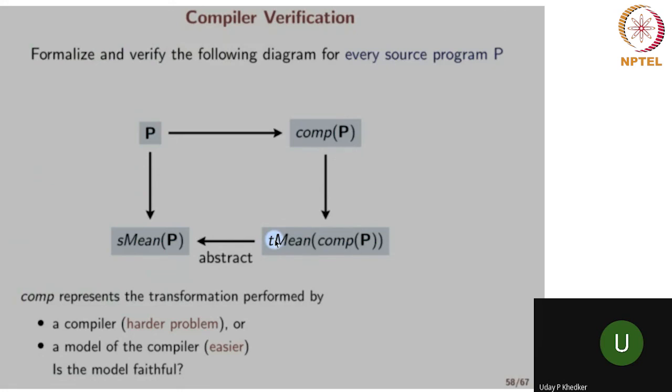So assume that from the target language we are able to abstract out the meaning. So are we getting S mean of P and an abstraction of T mean of comp P? Do they coincide? If they coincide for every program, then we have verified the compiler. We have said that our compiler compiles code correctly for every possible program.